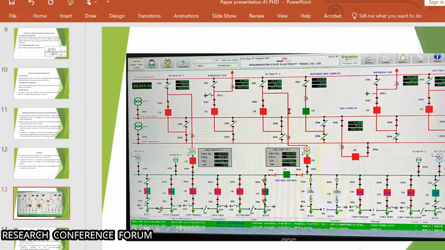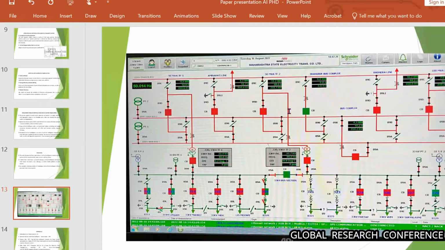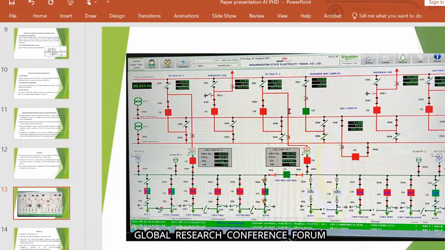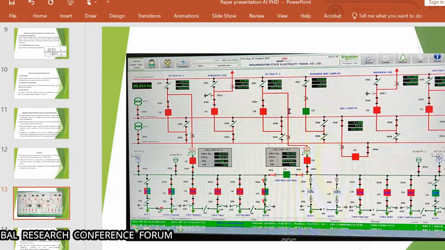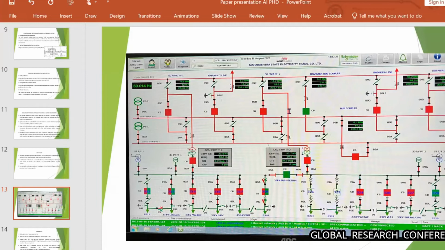Now, this is a typical screenshot of one of the substations where the information is received at the remote end. By sitting at one place, the control room, you can control a vast area of the network, thereby improving the reliability and efficiency of the system by implementing artificial intelligence.